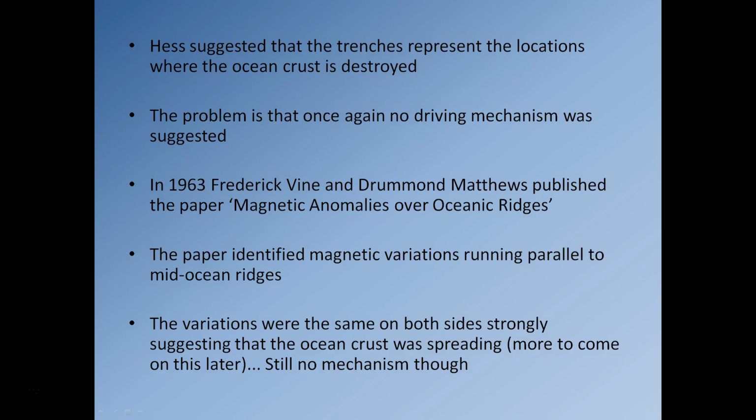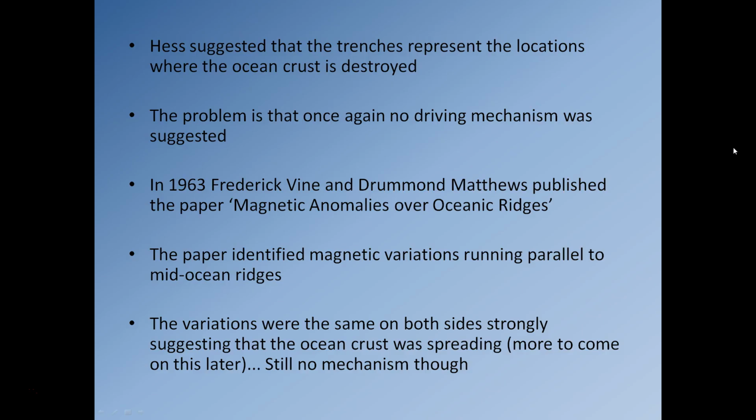Okay, so in 1963, Frederick Vine and Drummond Matthews published a paper called Magnetic Anomalies over Oceanic Ridges. What their paper did is it identified magnetic variations running parallel to mid-ocean ridges. So you're thinking, what? So what actually happened?